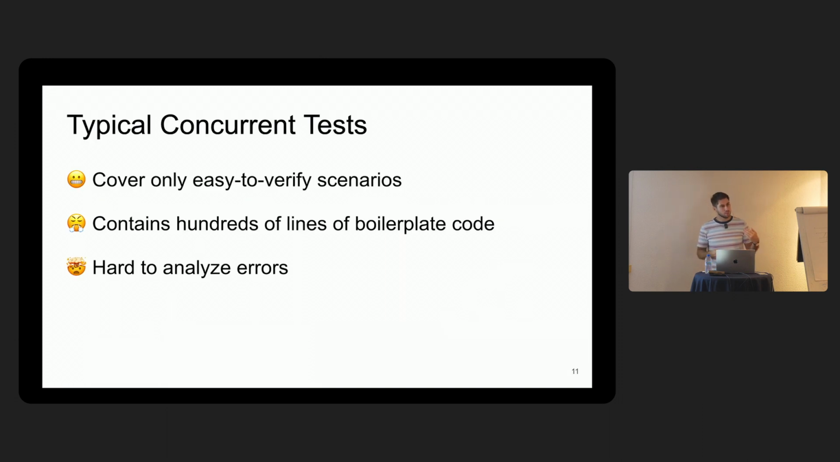And of course, we need to write tests. But the problem with the classic tests is that they usually cover only easy to verify scenarios like adding elements from one thread, retrieving from another, and checking that we retrieved the exact number of elements that we added to the queue. And all these tests are pretty similar. So you run these threads, you run the operations, you try to verify the results somehow, and there is a lot of boilerplate code. But what is most important is that, okay, you have such a stress test, and then it fails.